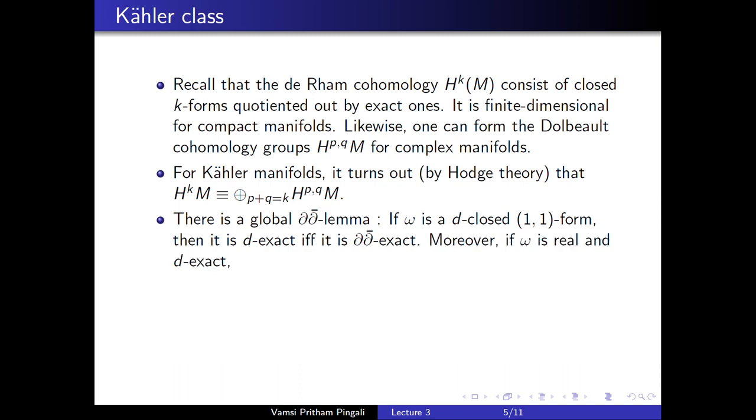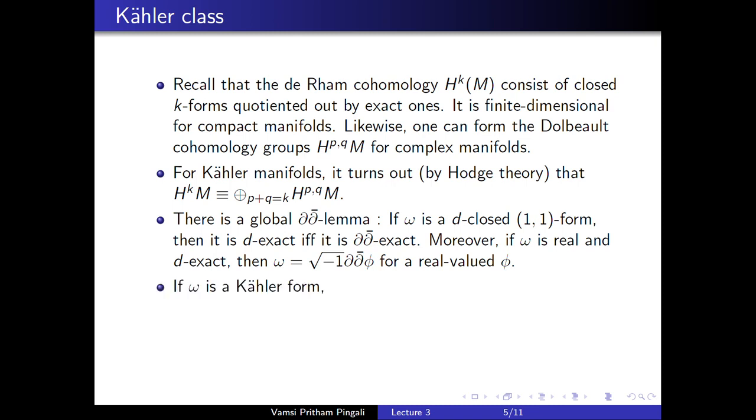In particular, moreover, if omega is a real d-closed (1,1) form and it's d-exact, then omega is square root of minus 1 times del del bar phi, where phi is a real valued function. Yeah, so this is just the analog of the usual del bar lemma, the local one. The only condition imposed here is omega better be d-exact as well. In the local case, that follows for free because of the Poincaré lemma.